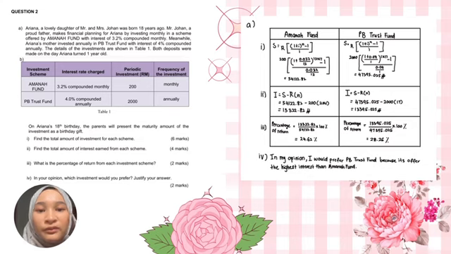And then for PB Trust Fund, the percentage of return equals 13,395.02 over 40,395.02 times 100%. So the answer is 28.26%. For the last one, 4 Roman, they ask which investment I would prefer. So my answer is I would prefer PB Trust Fund because it offers the highest interest compared to Amanah Fund.